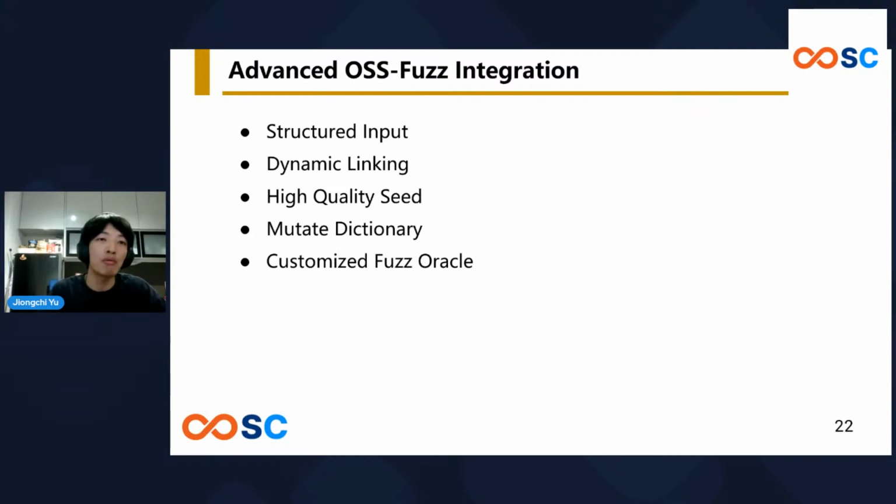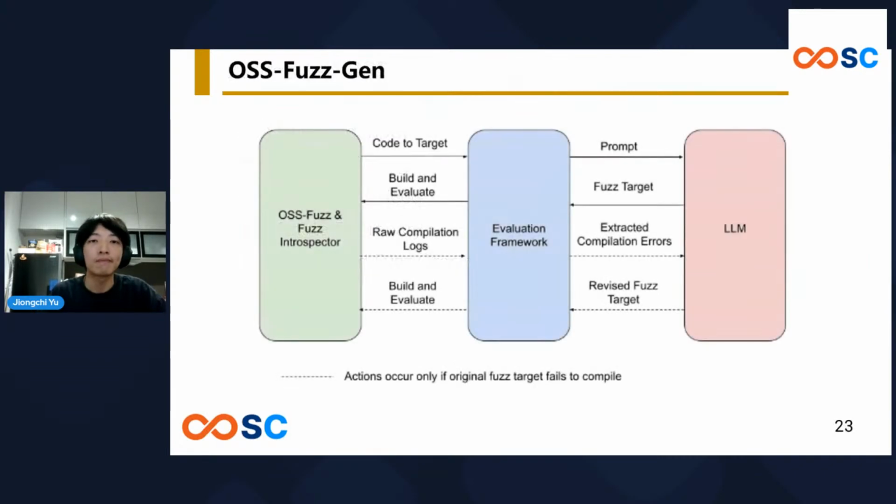There is also structured input, how to test complex inputs like structures instead of just random binary input, and dynamic linking, and how to design high-quality seeds. And of course, dictionaries are also important for fuzzers, like how to mutate and how to detect bugs, including the fuzz oracles. Lastly, I'm going to introduce OSS-Fuzz-Gen, which is a new service of Google to utilize LLMs in end-to-end fuzz driver generation.